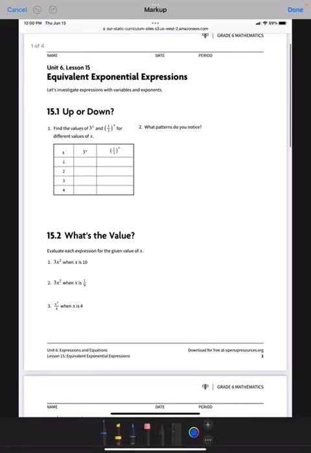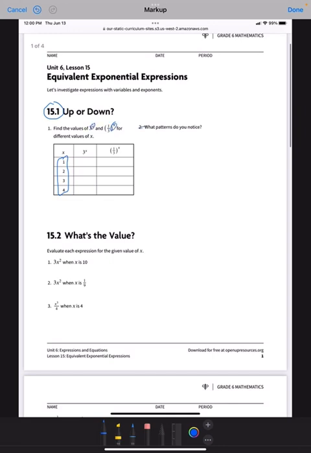Stay on expressions and exponents. And so what we're going to do is put it all together. For your do now, it's called up or down. You're going to find the values of 3 to x and 1/3 to x. And you're going to do it for all of these that they tell you what x equals, okay? So these numbers that are underneath x are what's going to go here and here.